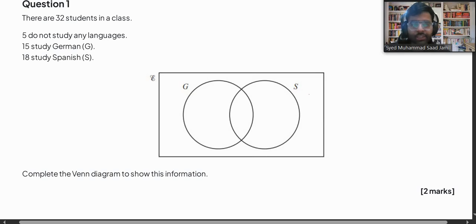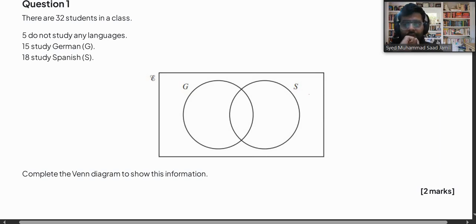5 do not study any language. 15 study German. 18 study Spanish. Complete the diagram. Now look, the mistake that majority students will make is they will write 15 here, 18 here, 5 here. This is absolutely wrong. And now I'll explain to you the reason why it is wrong.